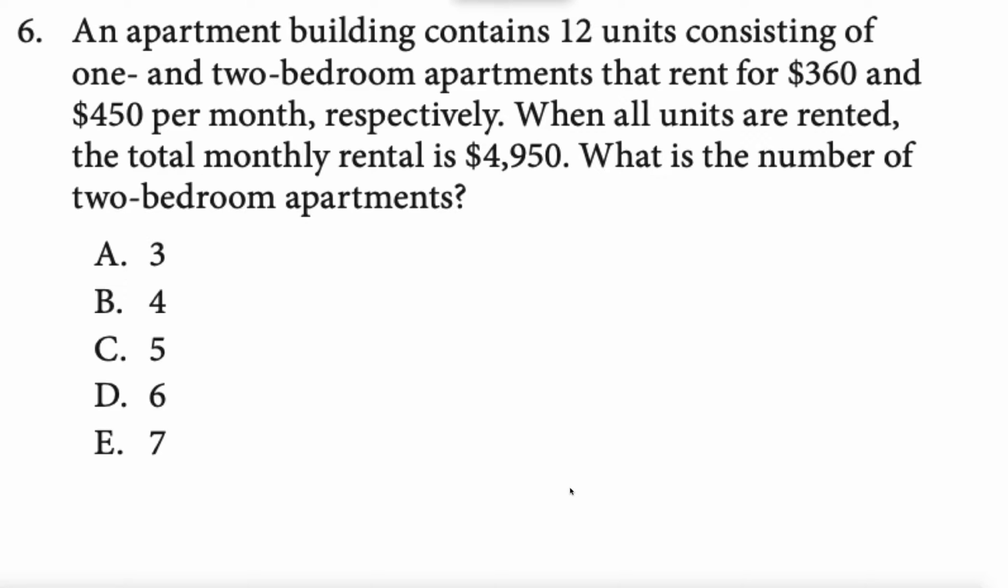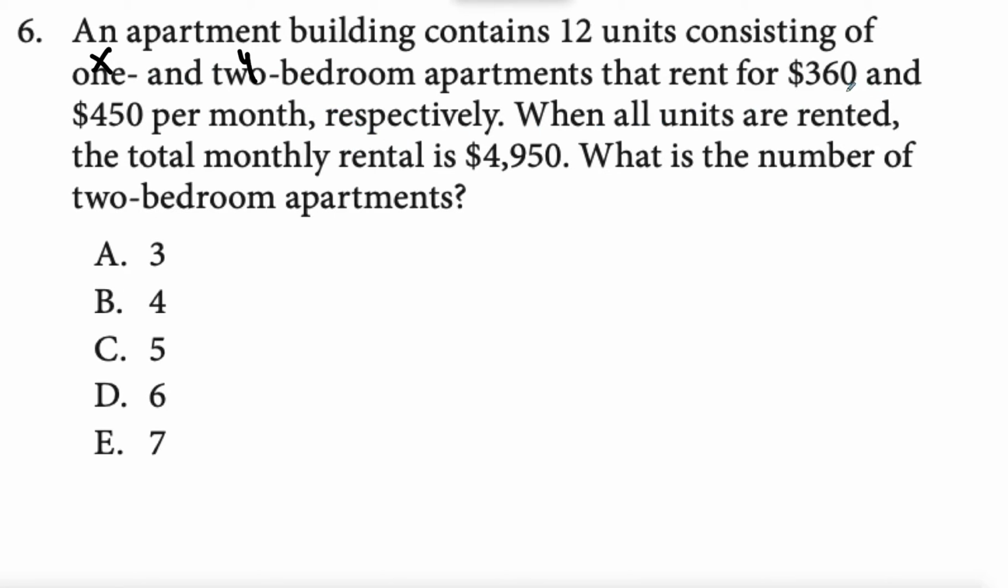Part of the college level math in the college entrance, college placement exam practice. So number 6: an apartment building contains 12 units consisting of 1 and 2 bedroom apartments. Let me call the number of 1 bedroom units X and the number of 2 bedroom units Y.